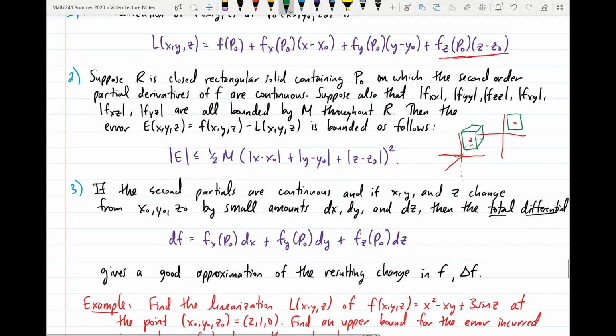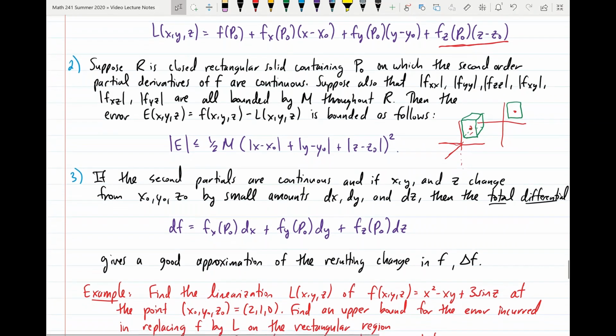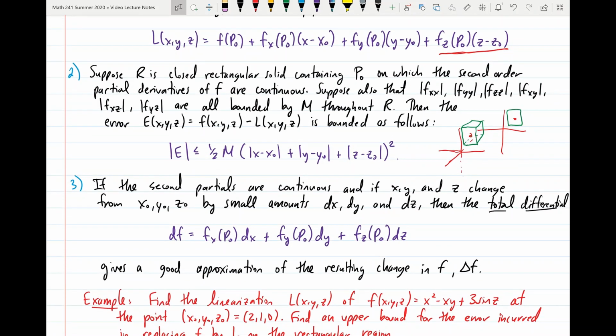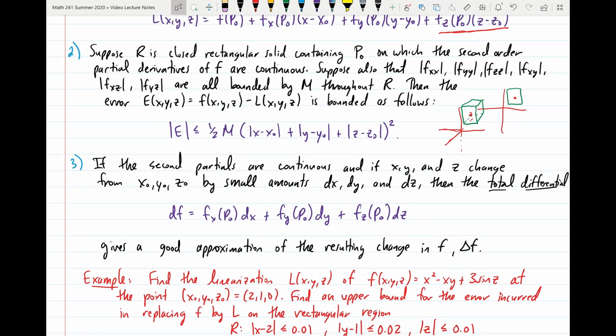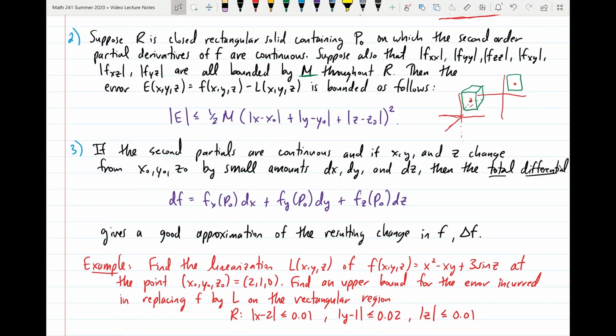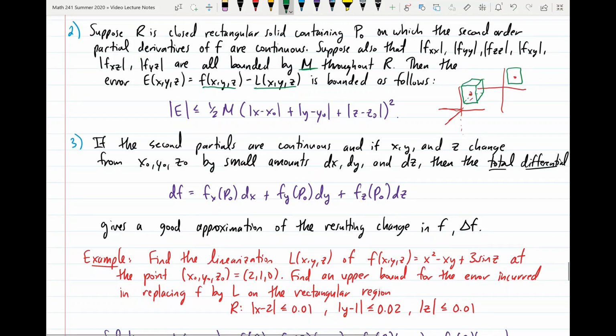So in this case, we're going to be talking about a closed rectangular solid that contains our point P naught in space. And inside of that closed rectangular solid, we have that the second order partial derivatives of f are continuous. And suppose also that all of the different second order partial derivatives are going to be bounded by this number m throughout the rectangular region R. Then the error is defined to be the value of f at the point x, y, z minus the value we get when we plug x, y, z into our linearization. And that error is going to be bounded as follows.